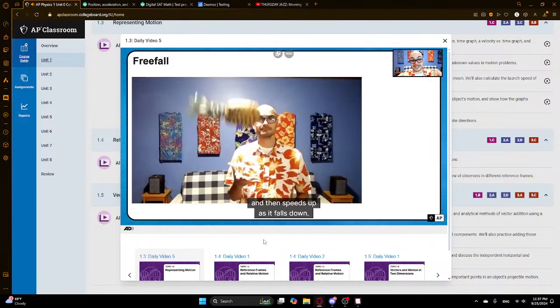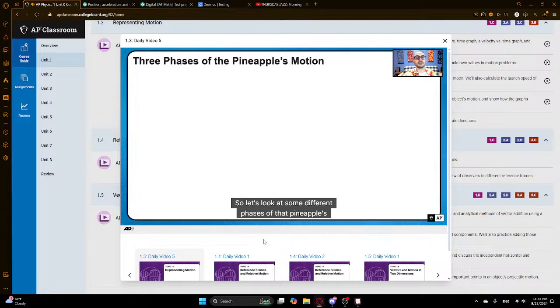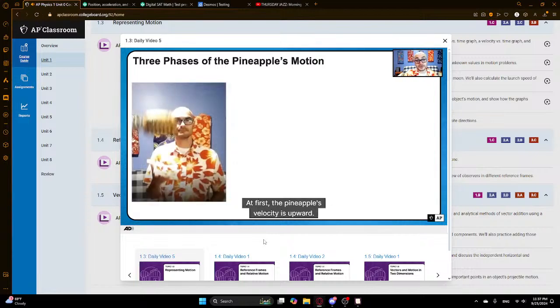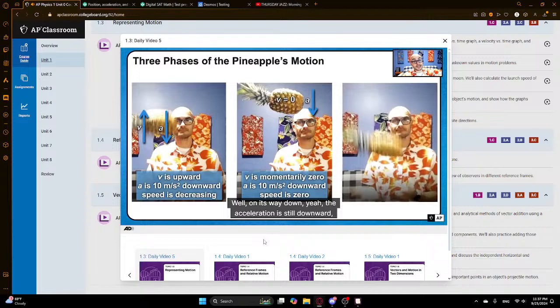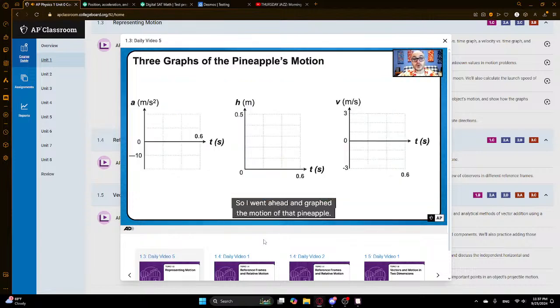Which is the tippity top of its path and then speeds up as it falls down. So let's look at some different phases of that pineapple's motion. At first, the pineapple's velocity is upward. The acceleration is downward, so the pineapple is slowing down. At the tippity top of its path, the pineapple's velocity is momentarily at zero. The acceleration is still downward. Earth is still reaching up and pulling down on that pineapple, changing its velocity by 10 meters per second every second, but for just a moment, the velocity is zero. On its way down, the acceleration is still downward, but the speed increases. The velocity is downward and getting faster. So I went ahead and graphed the motion of that pineapple.